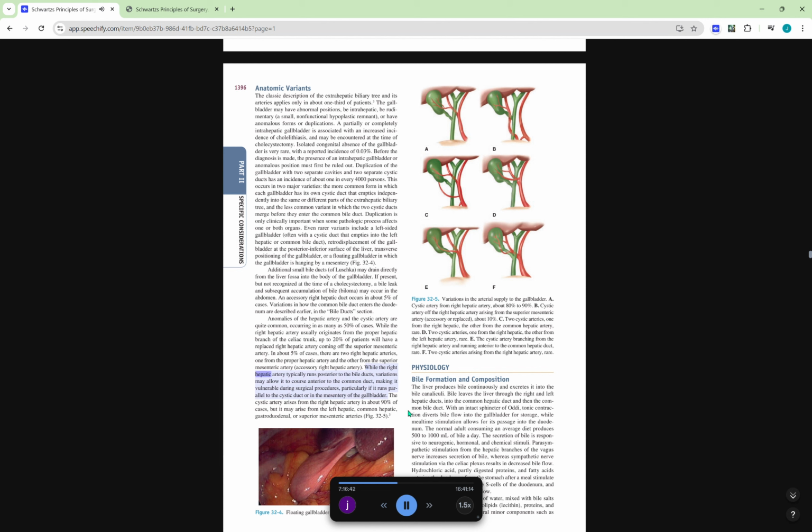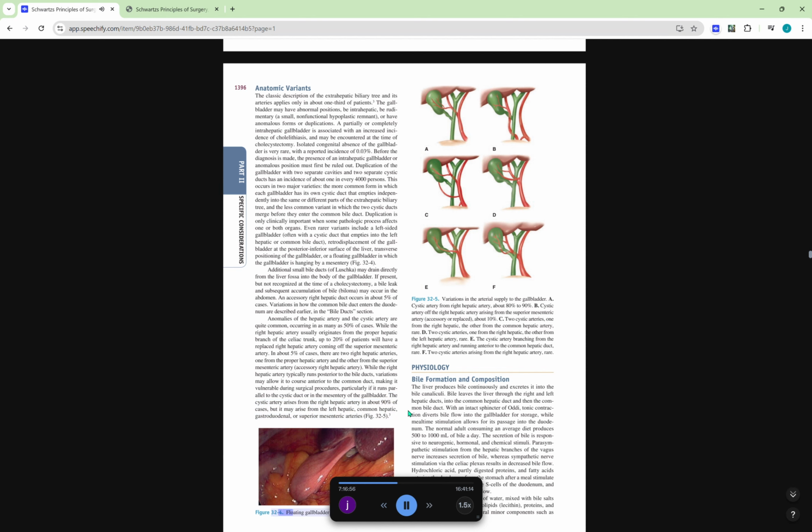While the right hepatic artery typically runs posterior to the bile ducts, variations may allow it to course anterior to the common duct, making it vulnerable during surgical procedures, particularly if it runs parallel to the cystic duct or in the mesentery of the gallbladder. The cystic artery arises from the right hepatic artery in about 90% of cases, but it may arise from the left hepatic, common hepatic, gastroduodenal, or superior mesenteric arteries.